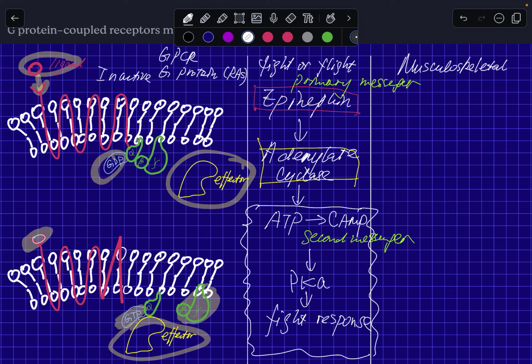Another example is from when you learned the musculoskeletal system, where there's a neurotransmitter called acetylcholine. Acetylcholine is the ligand now. It's the ligand that binds to the G protein coupled receptor, and that causes the conformational change of the receptor. Eventually, it activates the alpha subunit of the G protein, and it will bind to a different effector enzyme, which is called phospholipase C.